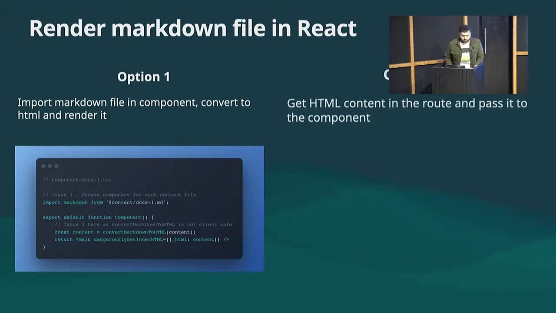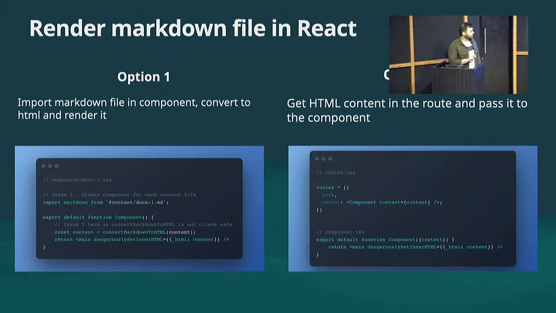Another option that we considered was to generate this HTML beforehand and just pass it to a dummy component which will just render it. So in option 1, we identified a couple of issues. First, if we are going to create a component for each of these content files, doing it manually is not something that we wanted to do, given that we had 1300 pages. So that was one issue with option 1.